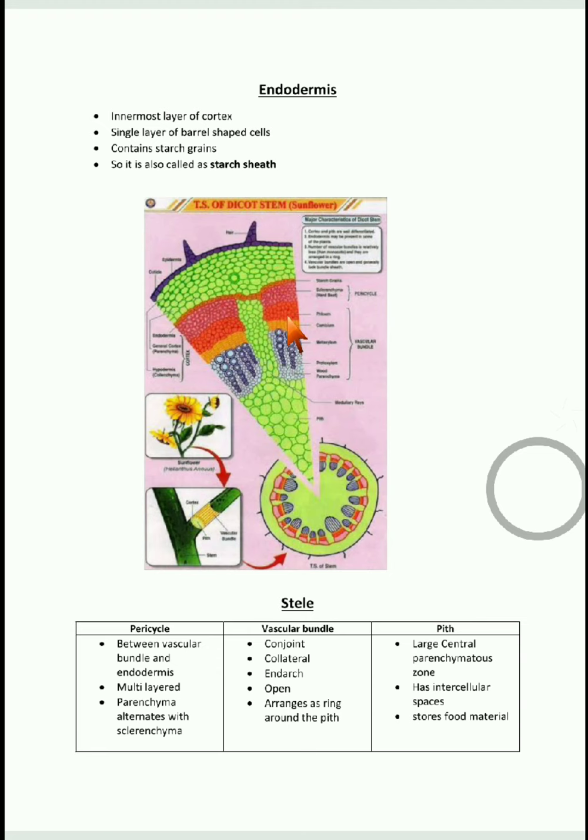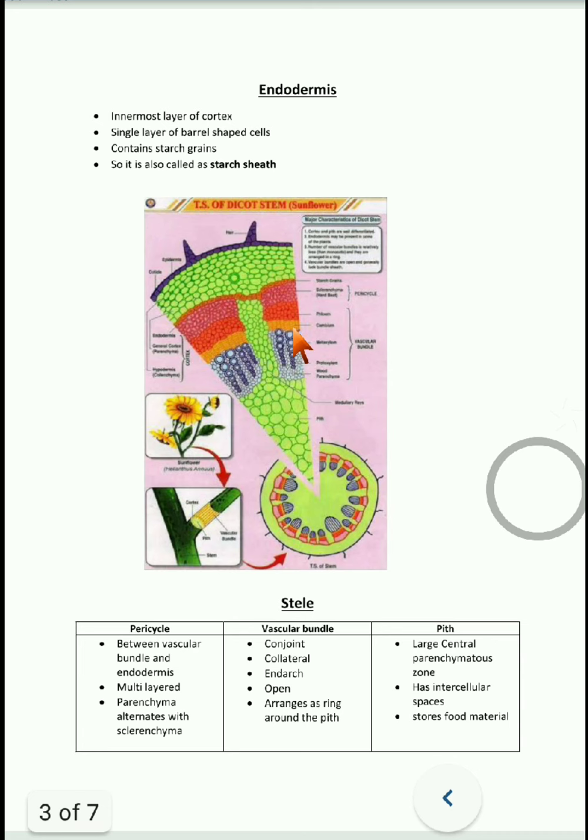And then it is endarch, that is, the small protoxylem lies towards the center and the large metaxylem towards the periphery. So remember, endarch condition, that is protoxylem is the small xylem and metaxylem is the large xylem. If protoxylem lies towards the center and metaxylem towards the periphery, it is called endarch condition. Then it is open. Open means cambium is present in between. So remember, secondary thickening is happening only because of the presence of cambium.